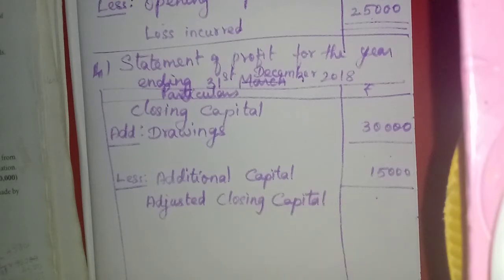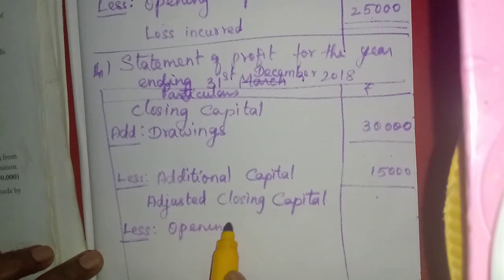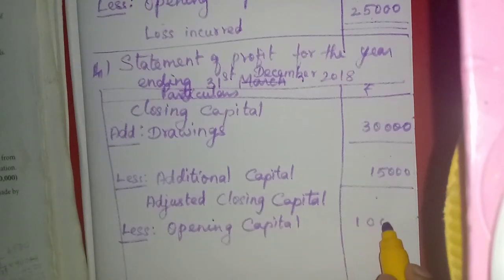Then less opening capital. Opening capital is given, isn't it? Capital 1 lakh. Less opening capital, we will get what? Profit. Profit is given, isn't it? 60,000.